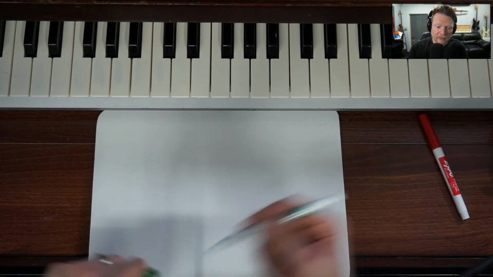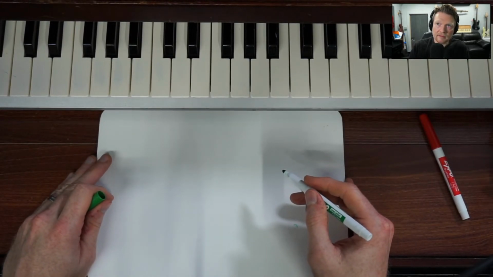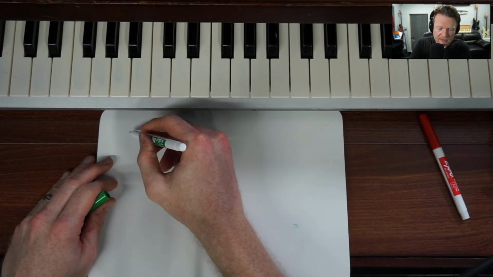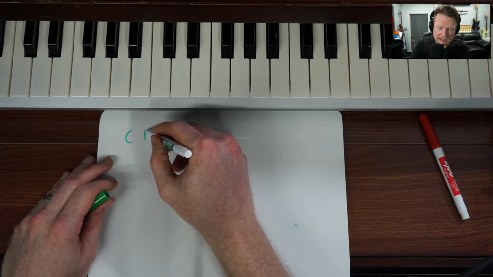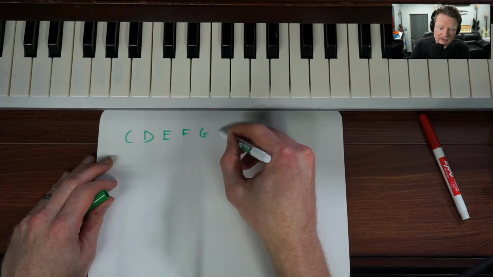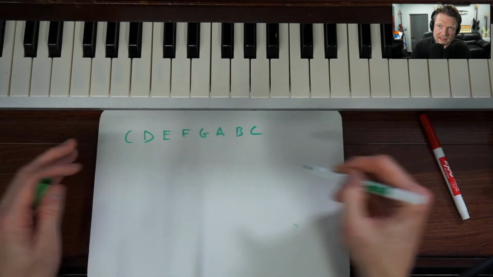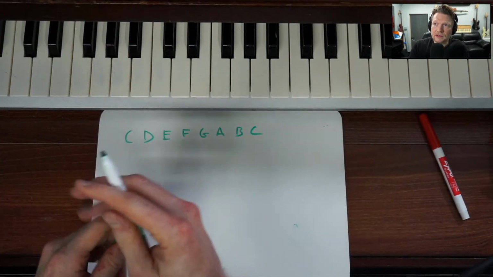So again, let's go ahead and just write out the most simple major scale, which is going to be the C major scale. So just the alphabet, basically: C, D, E, F, G, A, B, and then we're back up to C.